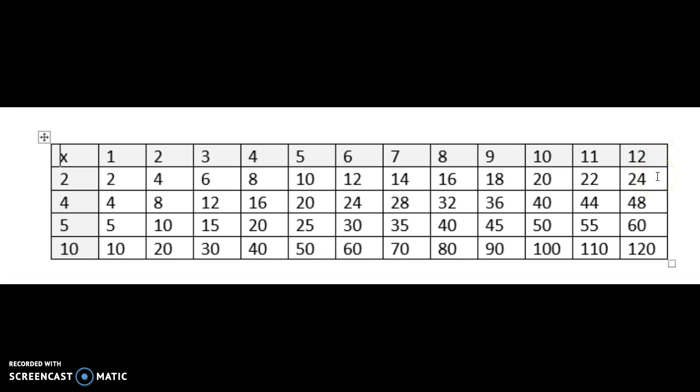Now what you'll notice is you can use this for division as well. 24 divided by 12 is 2. 22 divided by 11 is 2. 20 divided by 10 is 2, and so on and so forth. So what would be good to do is practice saying it, practice the patterns. Notice that you have your skip counting by 2s in this row, skip counting by 4s in this, skip counting by 5s in this row, and skip counting by 10s in this row. Okay?